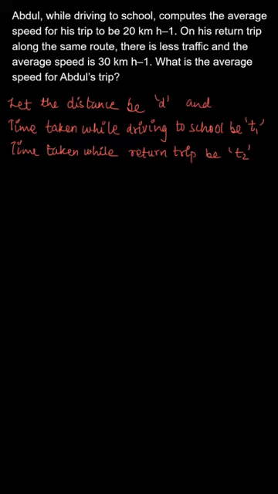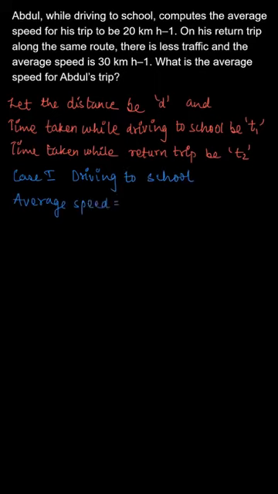So to get the average speed of Abdul, let us first identify the average speed in the first case, that is from his drive to school. So the distance traveled in the first case is d, and the time taken is t1, with average speed given to be 20 km per hour. So your t1 can be written as d by 20. Let that be equation number 1.